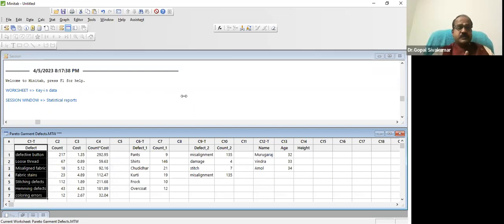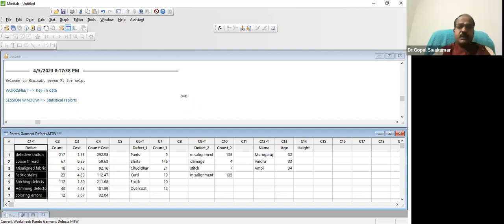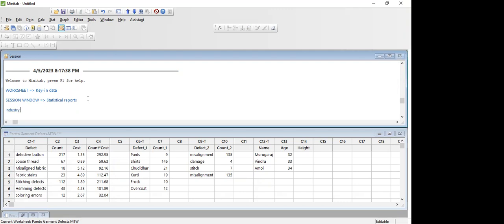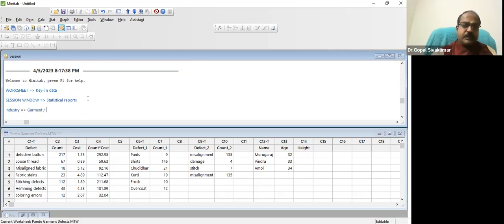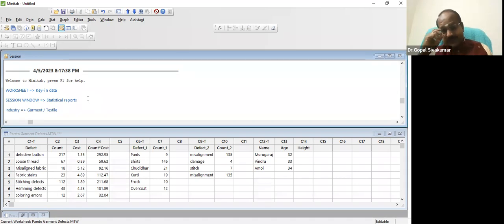Hemming defects. Coloring errors. Yeah. Now tell me, what do you understand by reading out these defects? Can you understand the kind of industry from where the data is collected? Garments. Excellent. All of you can participate and answer, right? It's a garment industry, or you can sometimes call it textile industry. So it's a garment industry.